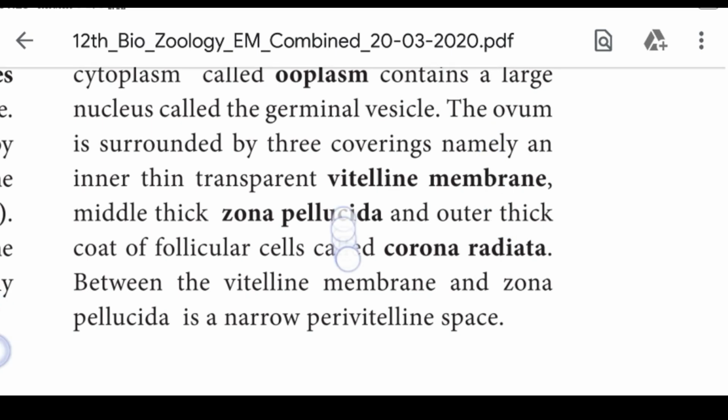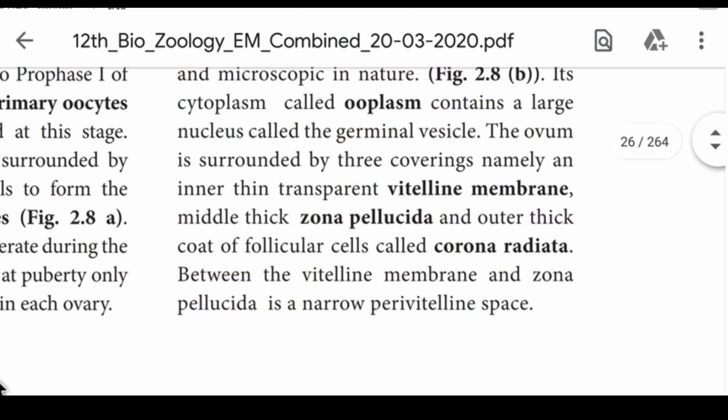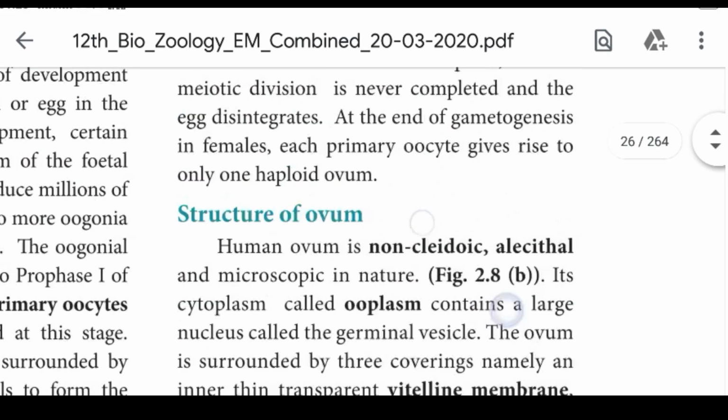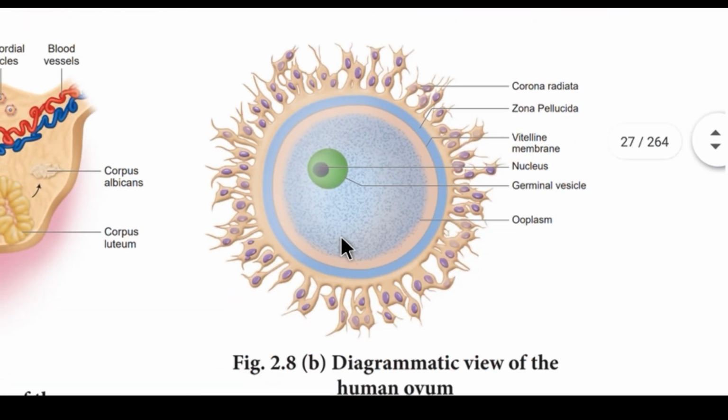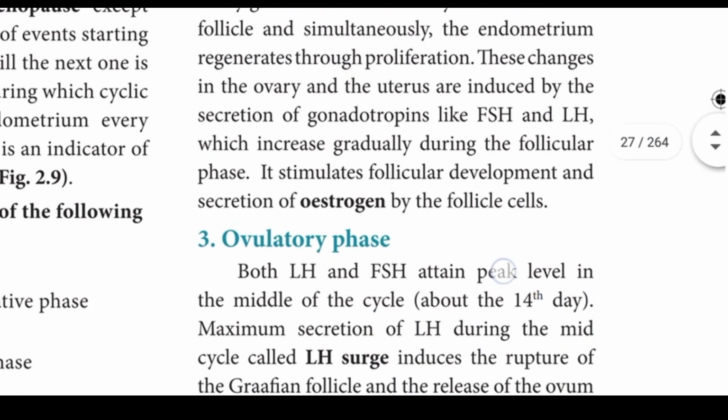The first diagram is what we are discussing. In between the vitelline membrane and the zona pellucida is a narrow perivitelline space. This is the space. This is the ooplasm. In these regions, between the vitelline membrane and the zona pellucida, between the 2 layers, there is a space.